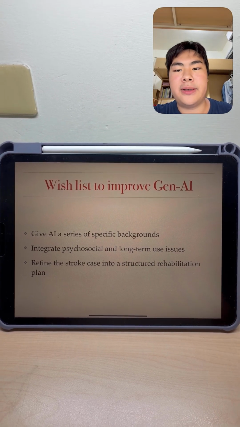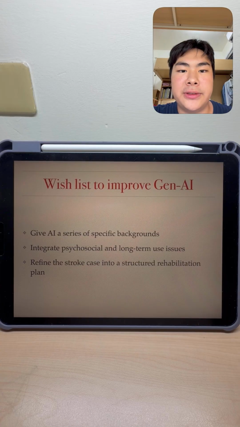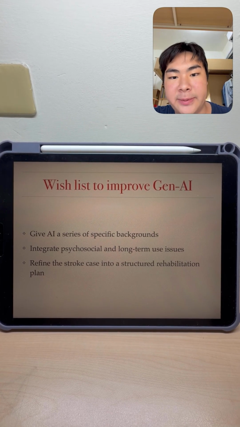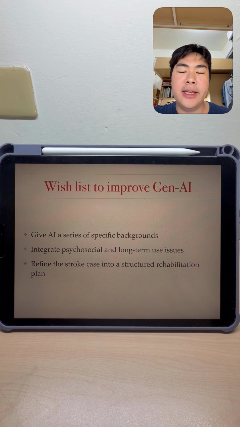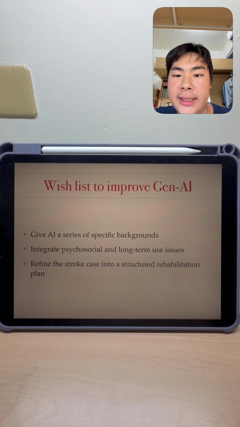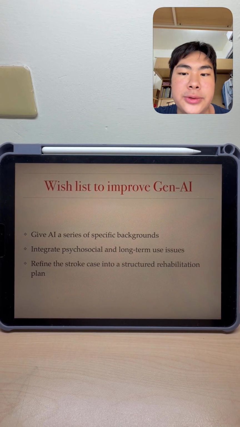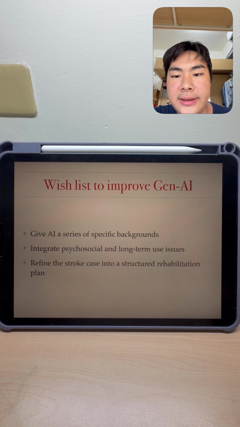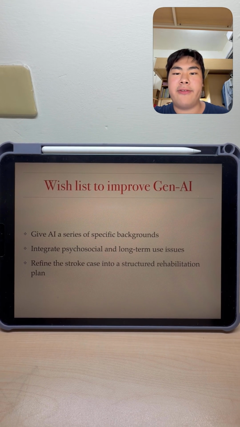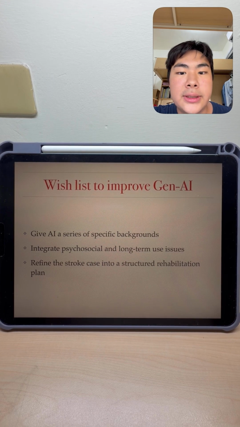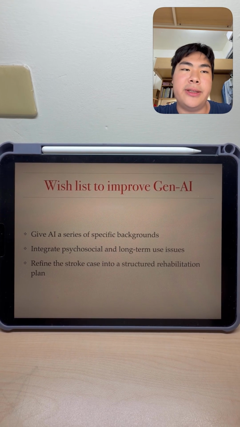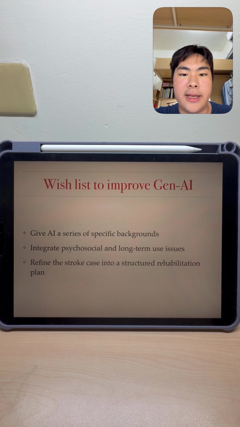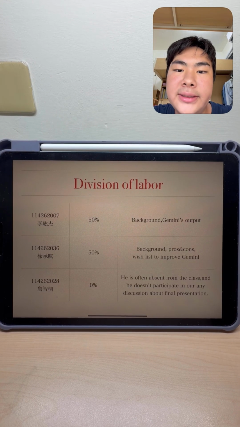Therefore, we give some wish list items to improve generative AI. First, you need to give AI a series of specific background information. Then, you need to tell it to integrate psychosocial and long-term use issues. Next, you need to tell it to refine the stroke case into a structured rehabilitation plan, not just some words. And this is our division of labor.